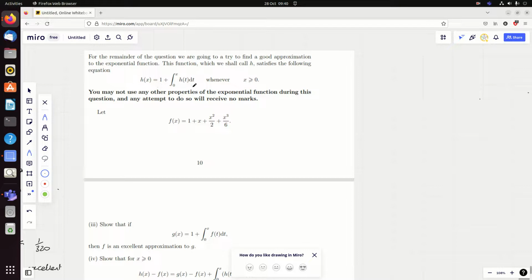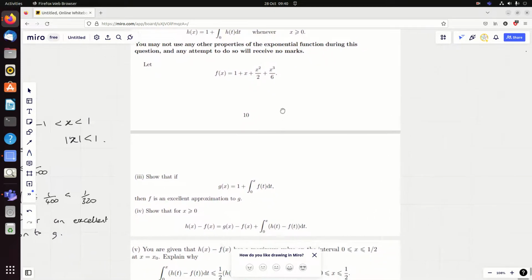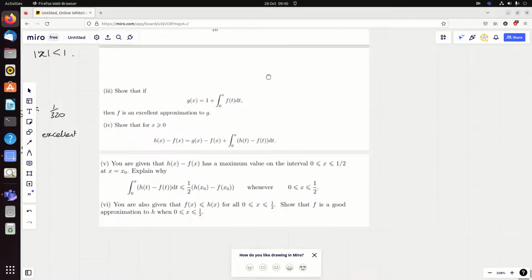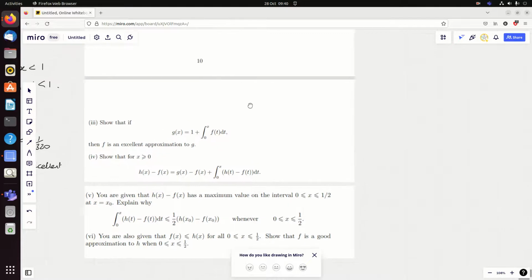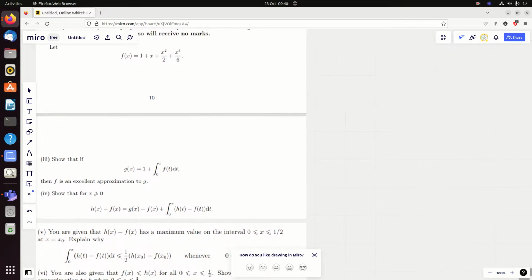So we're given this cryptic h of x, and we're also told that f of x is the first 4 terms of the Maclaurin expansion for e to the x, but you're not allowed to use any knowledge you've got of e to the x, so fair enough. They do that a lot actually in these papers. Okay, part 3: show that if g of x equals 1 plus the integral between 0 and x of f of t dt, then f is an excellent approximation to g. My thinking here is as I'm given f of x, I might as well directly integrate it. So g of x is equal to 1 plus. Now I can integrate this.